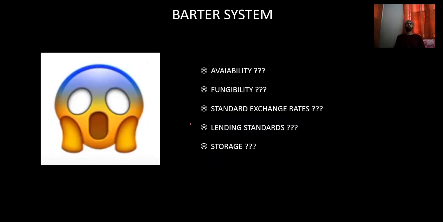So these are the problems which human beings involved in the barter system experienced. Availability of the commodity you are trying to exchange or exchanging with. Fungibility. Let's say you just need 500 grams of rice and the standard is in exchange of one full clothing, you exchange 5 kilos of rice.